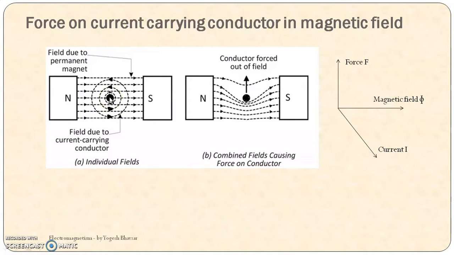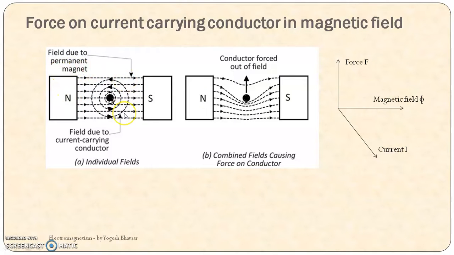This conductor is carrying current, so it will produce a magnetic field, right? When we apply the right hand thumb rule, for the conductor shown by the dot convention, if current is coming towards the observer, then the direction of the magnetic field will be anti-clockwise, right? So here are the individual fields. That means one field is produced due to the permanent magnet N S pole, and another field is produced by the current carrying conductor. So there are a total of two fields.